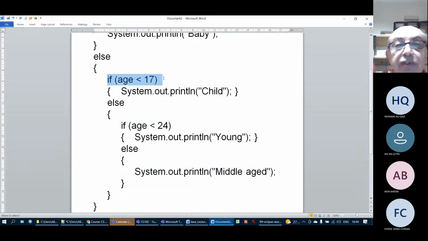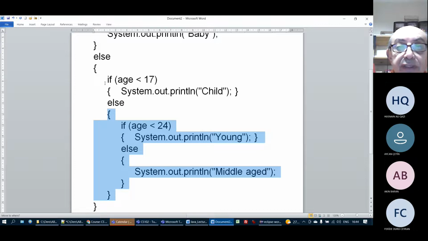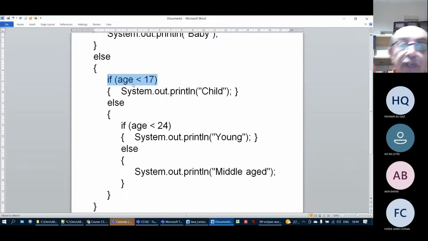If age is less than 17, we do something. Otherwise, we have now the else of this if. If age is not less than 17, it is 17 or more, we come here. If it is less than 24, which means that it is up to 23, 17 to 23, we print young to the screen. If it is not less than 24, which means that it is 24 or more, we print middle-aged, for example, or adult or something like that.